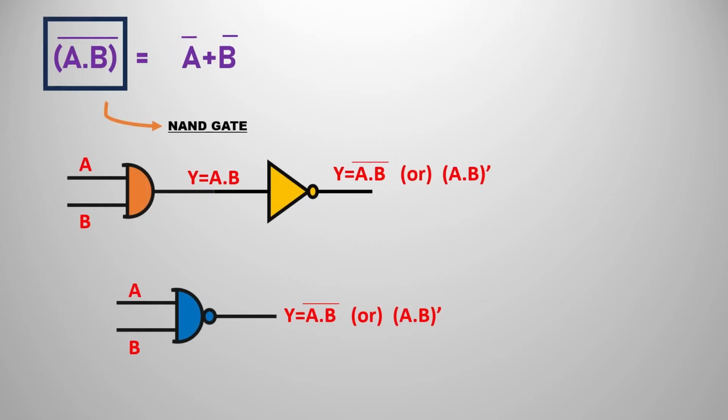This is the second expression that we are going to see now. As this is the same as the first one, I have just replaced plus with dot and dot with plus, and split the bars. So this becomes our second expression. Only these two expressions are possible. You can have multiple variables, but the expression is one of these two.